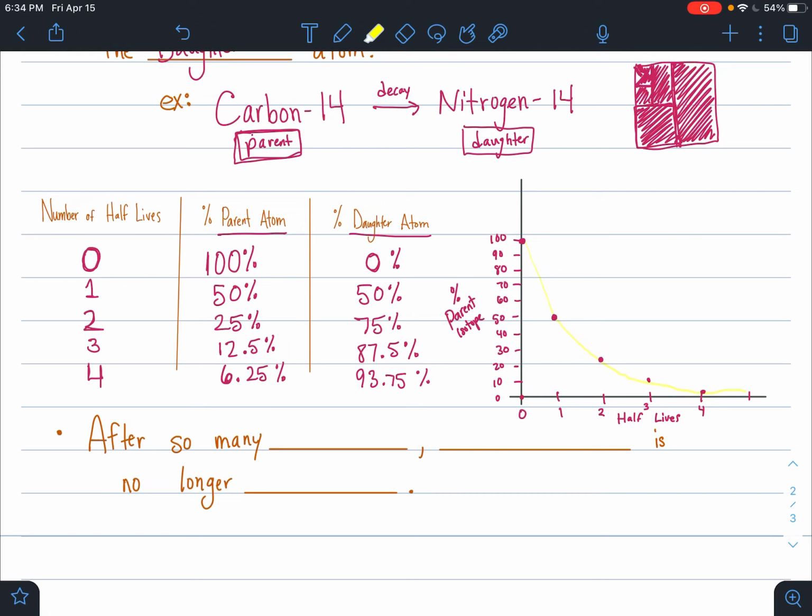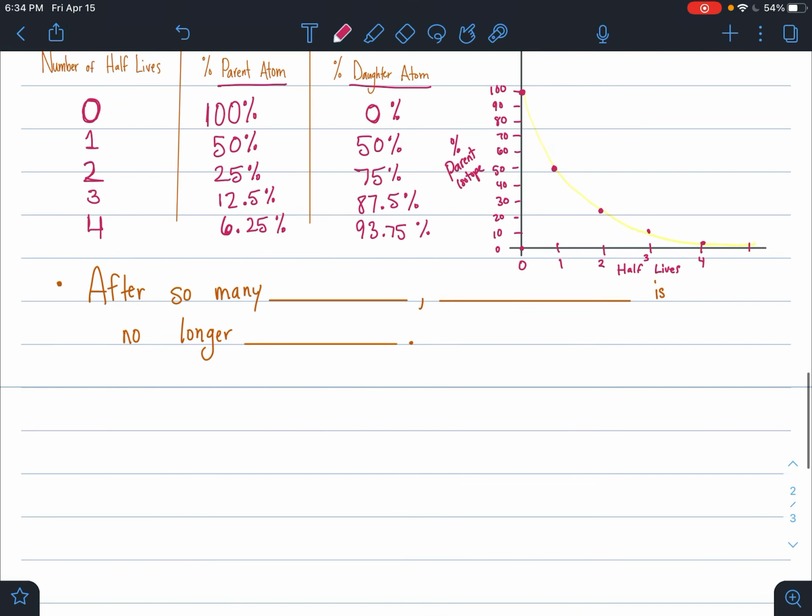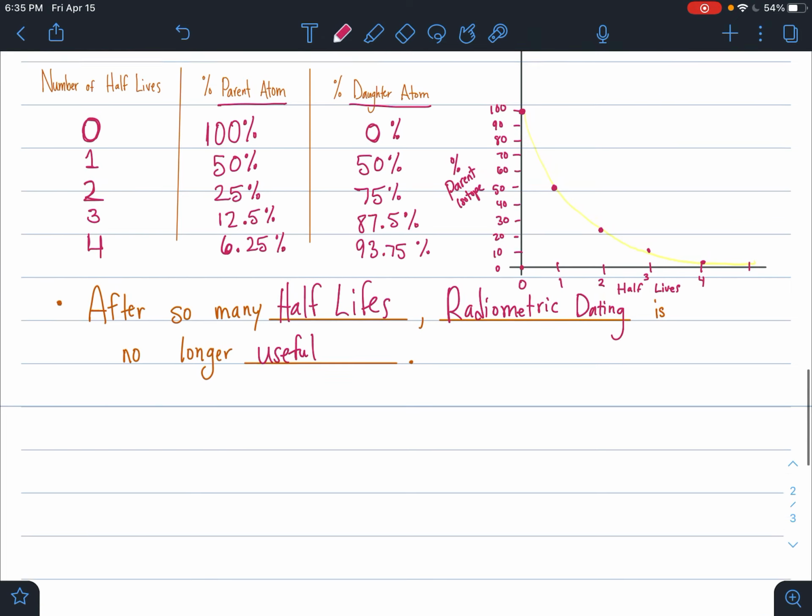You can see, without that little bump at the end, that's definitely not going to bump up. You can see that it just consistently declines. The amount of parent isotope consistently declines. So what this means for us then as scientists is that after so many half-lives, radiometric dating, which is this topic that we were discussing here of how atoms break down into new elements, is just no longer useful. But when it is useful, it's super cool.